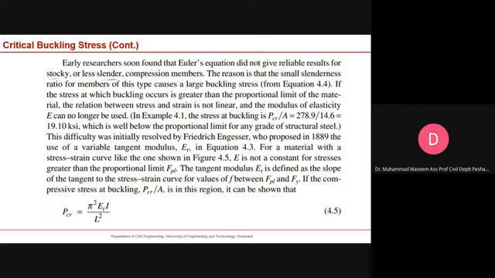Okay, if you remember, in the Euler formulation this tangent modulus is not there. Instead of tangent modulus, we have just one single value, the modulus of elasticity in the linear range. If you change this Euler formulation and replace E with Et, you can estimate, up to some extent, reliable stresses in the inelastic range.